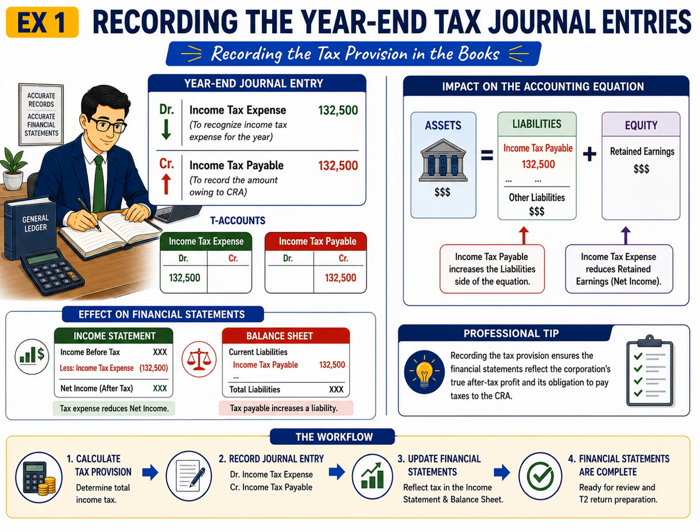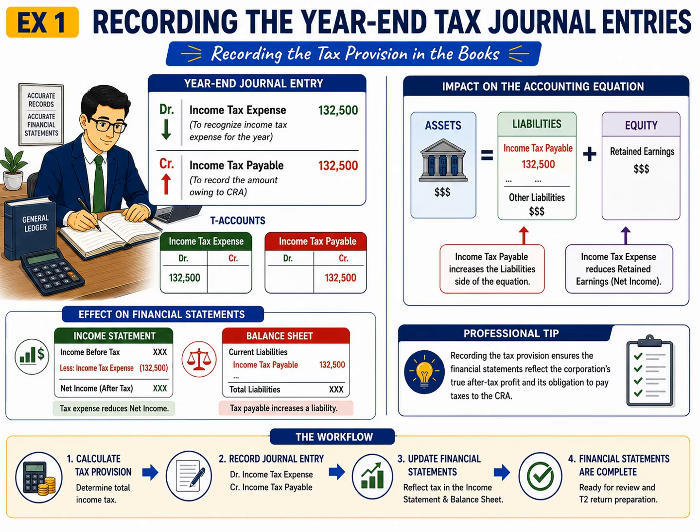The tax calculation determines how much tax the corporation owes, while the journal entry ensures that the financial statements properly recognize both the expense and the related liability. Professional accountants always record the tax provision before finalizing the financial statements. Without this entry, the corporation's profit would be overstated and its liabilities would be understated, resulting in financial statements that do not present a true and fair view of the company's financial position.